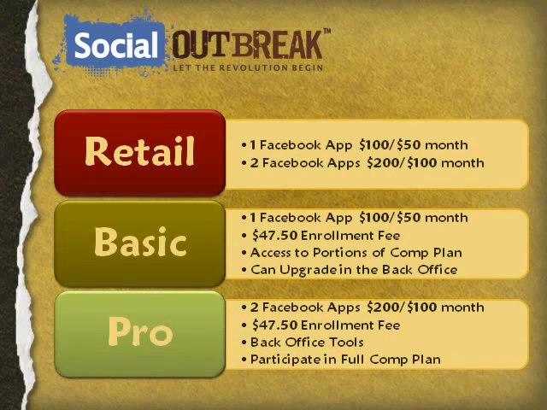The Pro IBO purchases 2 Facebook application downloads for $200, pays $100 a month in auto pay. They pay the same $47.50 enrollment fee. They have access to all of our great back office tools, and most importantly, they can participate in the full compensation plan.